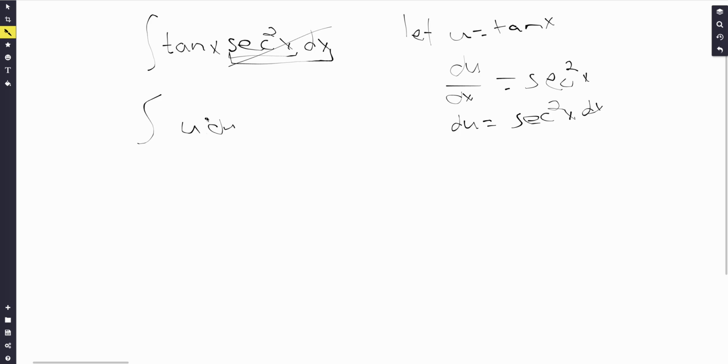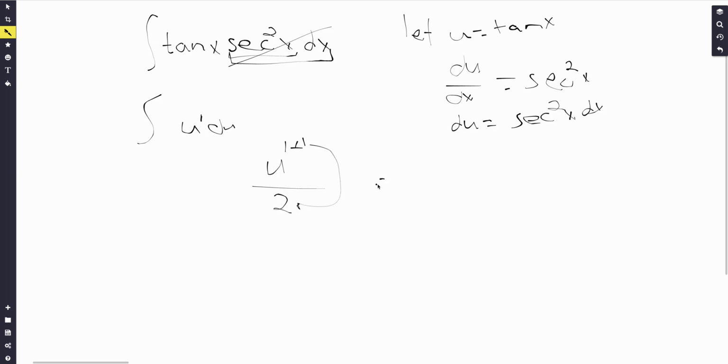Now that's easy, that's just u to the power of 1. We can just use the power rule for integration that we know. And if you guys didn't know that, you should watch my integration video. And so what you just do is add 1 to the exponent, so it becomes 1 plus 1, and then that's 2, so the 2 goes in the bottom here.